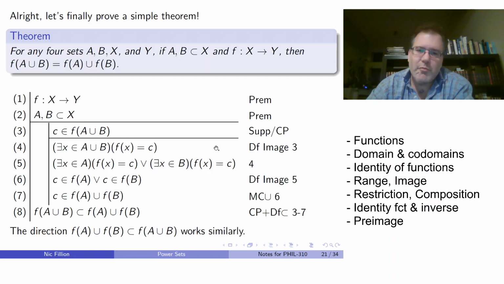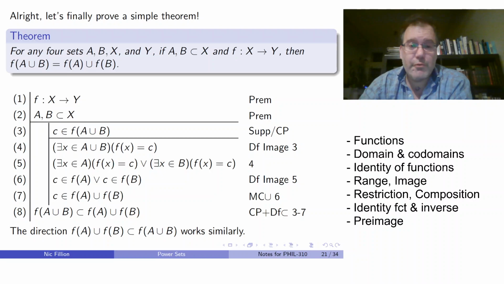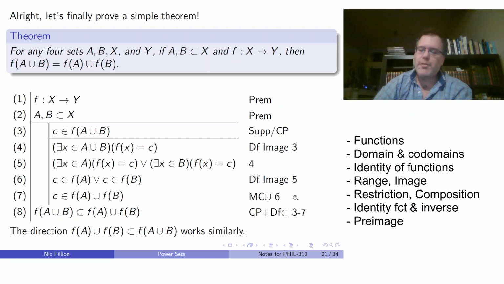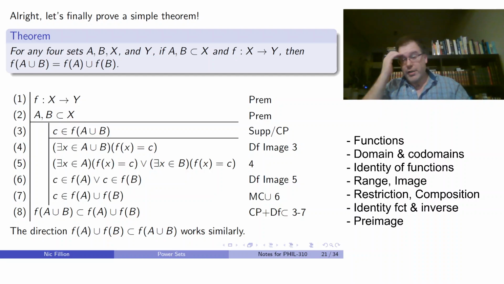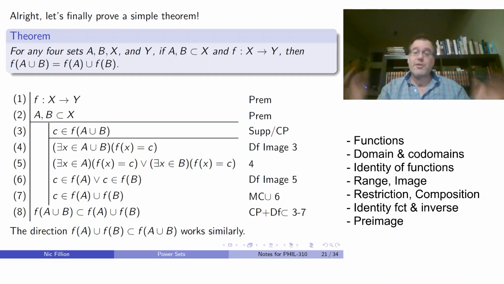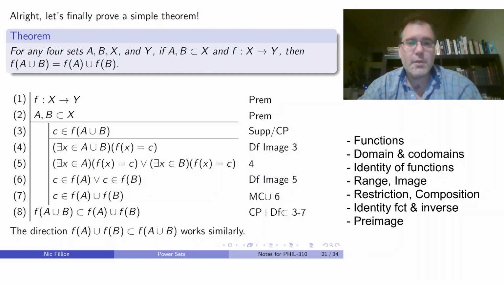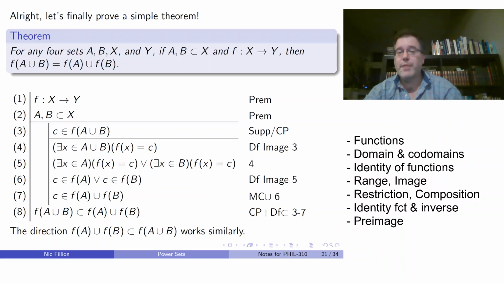Line 5 follows from 4, that's just logic. You have to play a little. Line 6 follows from 5, again, by the definition of image or membership condition of image, if you will. 7 follows from 6 just by membership condition for union, and 8 is the combination that I've used a number of times and that you folks have used as well, where we combine a conditional proof, universal introduction, and the definition of subset. You see, it's a fairly simple thing if you allow yourself to make all those steps.